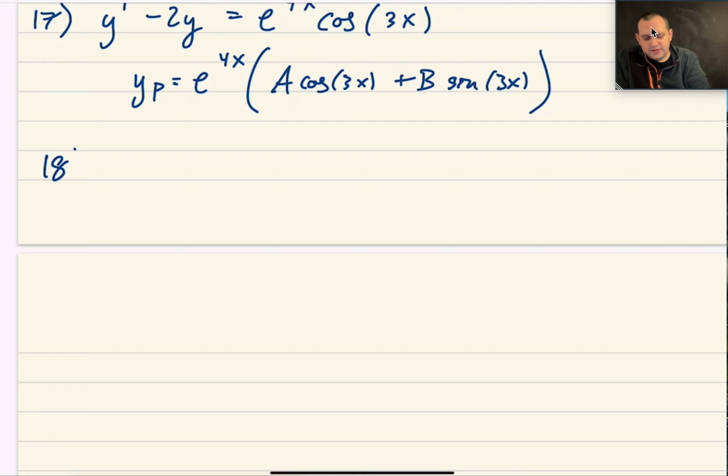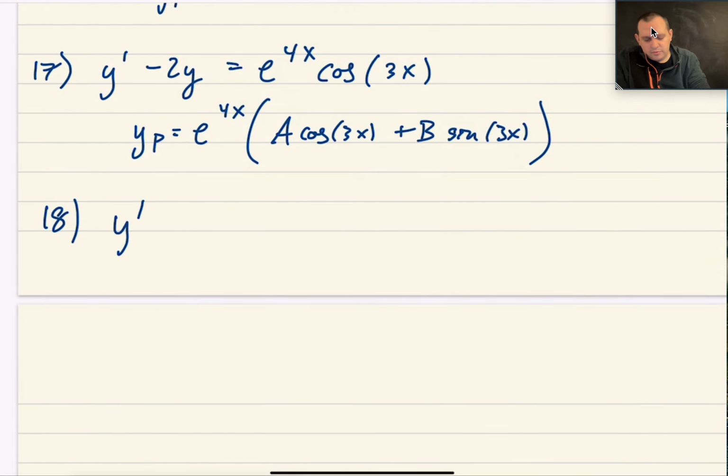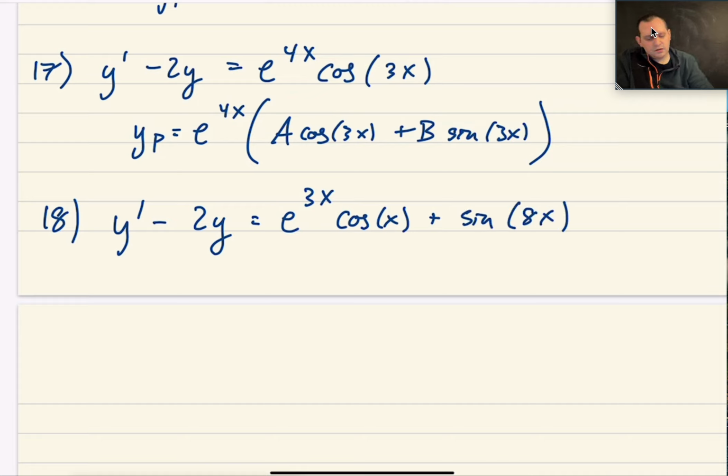And now let's look at what happens if we were to have y prime minus 2y equals, let's say we were to have two trig functions there. Let's say we were to have e to the 3x times cosine of x plus sine of 8x. Well, again, the fact that 2 is our solution to the characteristic equation does not actually matter when we're finding the particular solution, and so we don't really have to think about that too much. Our particular solution then would be, let's see, e to the 3x times a cosine of x plus b sine of x.